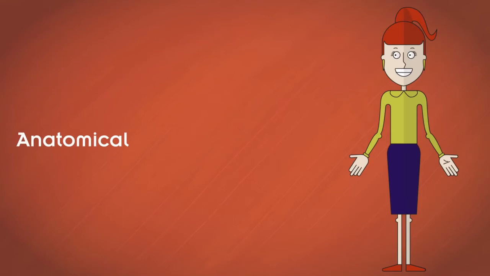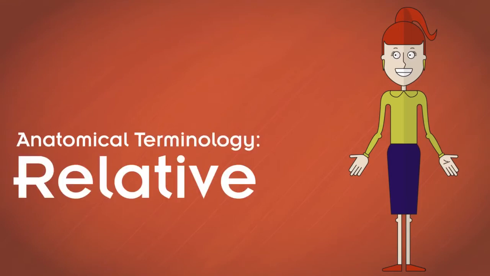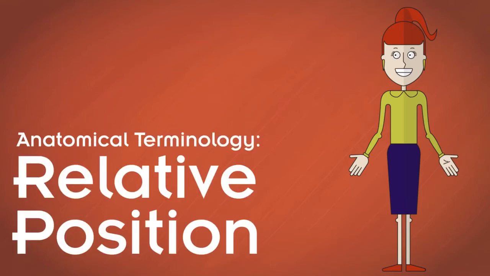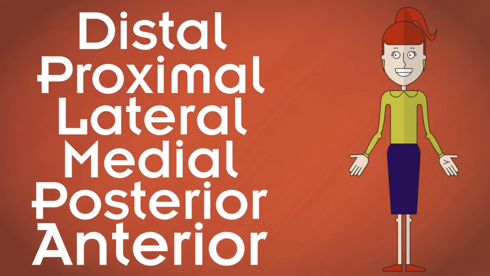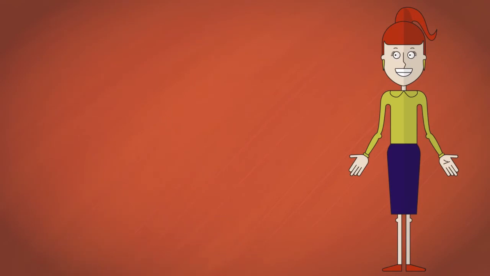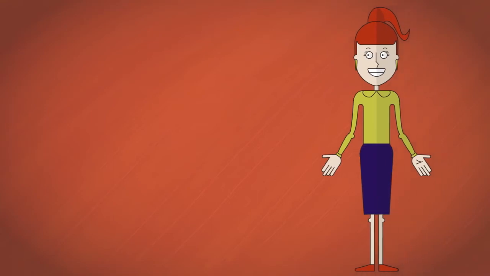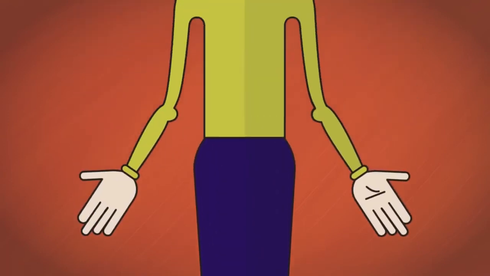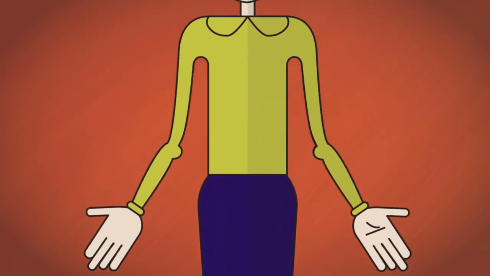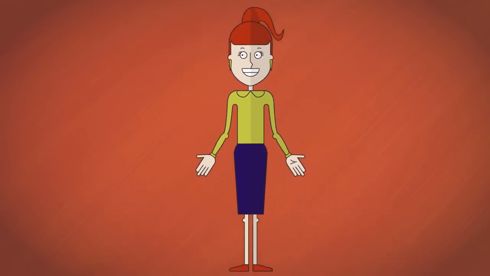Welcome to Anatomical Terminology, Relative Position. In order to have a common set of words to describe the locations of a person's body parts, we assume the person is in the anatomical position. In this position, the person is standing erect and facing forward with the legs slightly apart and the palms facing forward in the supinated position.